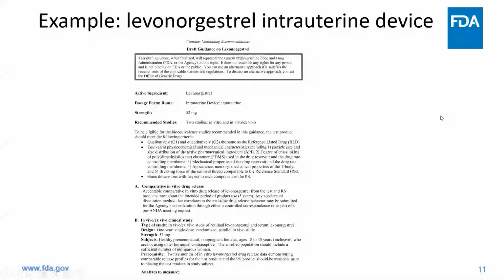This is the PSG page of the levonorgestrel intrauterine device. So this PSG recommends 2 studies, in vitro and in vivo ex vivo studies. When certain criteria are met, the formulation with Q1, Q2 the same as the reference products, and equivalent physical and mechanical characteristics to the reference standards, you can use a comparative in vitro drug release study for the intended period of product use, which is 5 years, in conjunction with an in vivo ex vivo clinical study to demonstrate bioequivalence of these drug products.